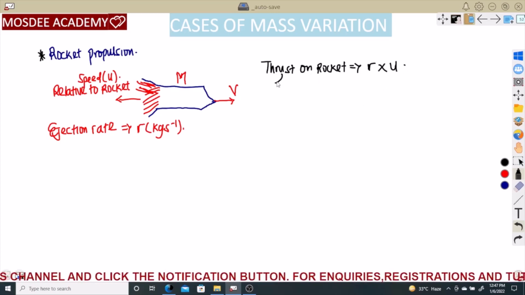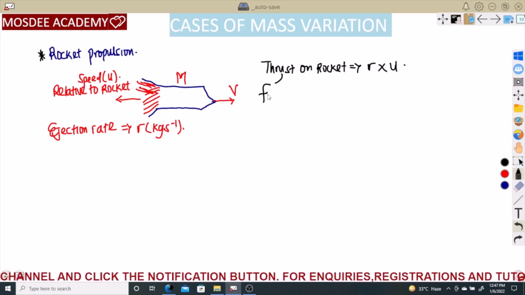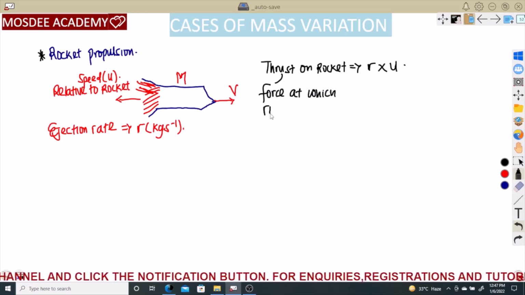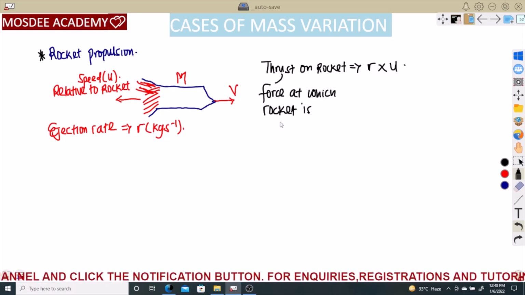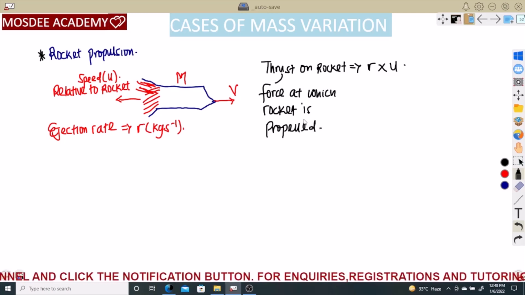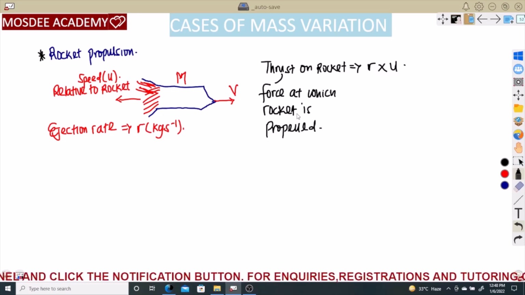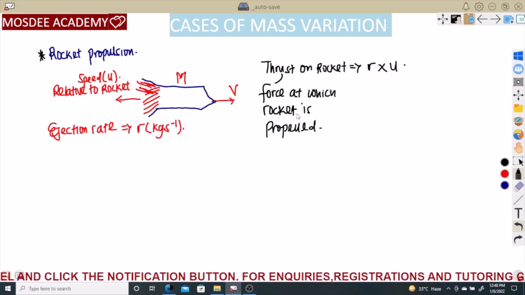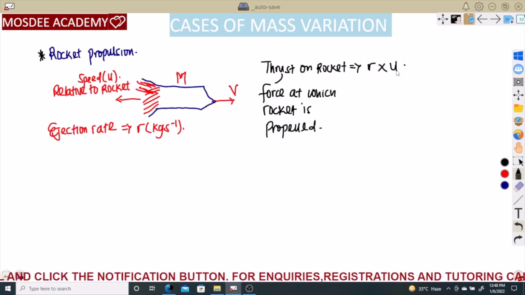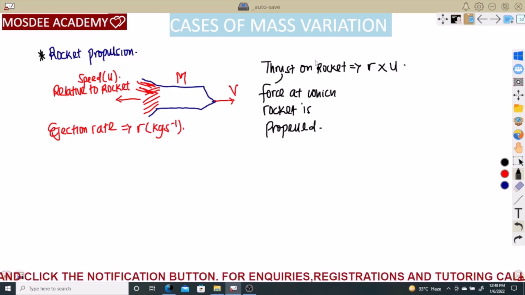This thrust simply means the force at which the rocket is propelled. So keep that at the back of your mind. I hope you are following. Now, my point here is we need to understand something very important. I can start deriving how we come about thrust on the rocket equals R times u, but because of time, like I said, I'm not going to be talking more about that for now. So keep in mind that for most questions on rocket propulsion, the thrust on the rocket is always the ejection rate multiplied by the speed.